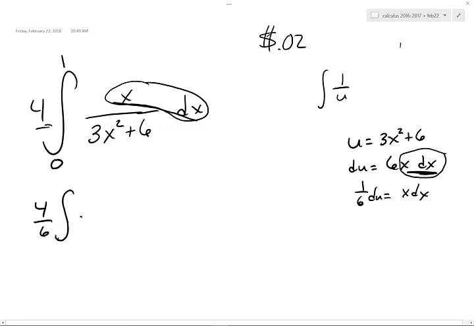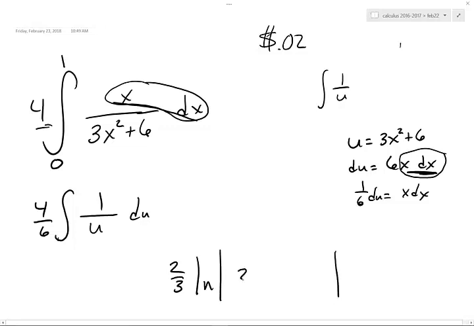And then in here, I'm going to have 1 over u du. Done. But where did the x go on top? x dx is a 1/6 of a du, yes? And the 6 is out front, and then the du is right there. Now what is the antiderivative of 1 over u? The ln of the absolute value of u, yes?